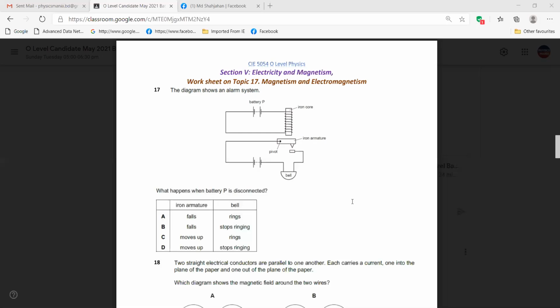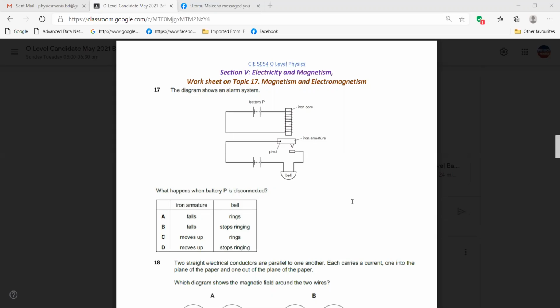It's like a relay circuit. Can you remember what we learned? Relay circuit. Here we are also getting a relay circuit. The iron core side is working as the primary circuit, and the iron armature side, the bell one, is working as the secondary circuit, right? So it is one of the examples of a relay circuit. You can write beside this circuit that it is a relay circuit. So done.